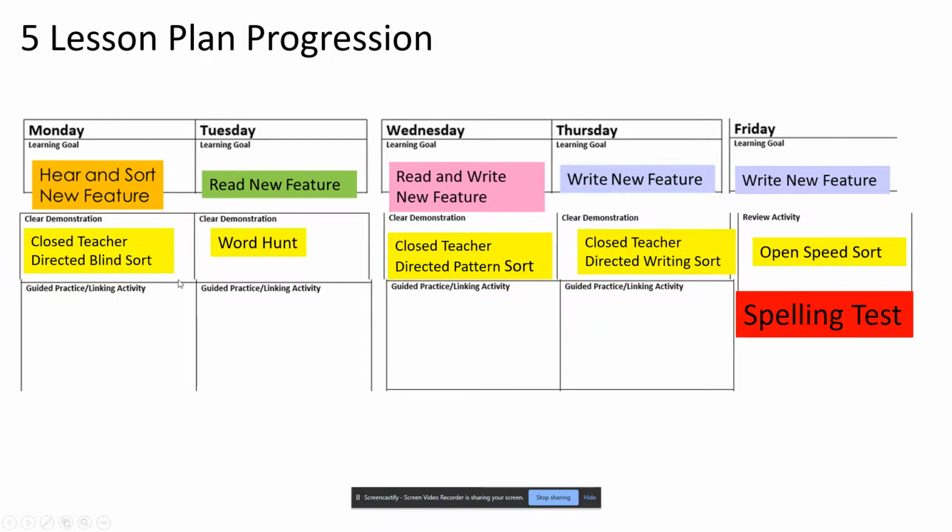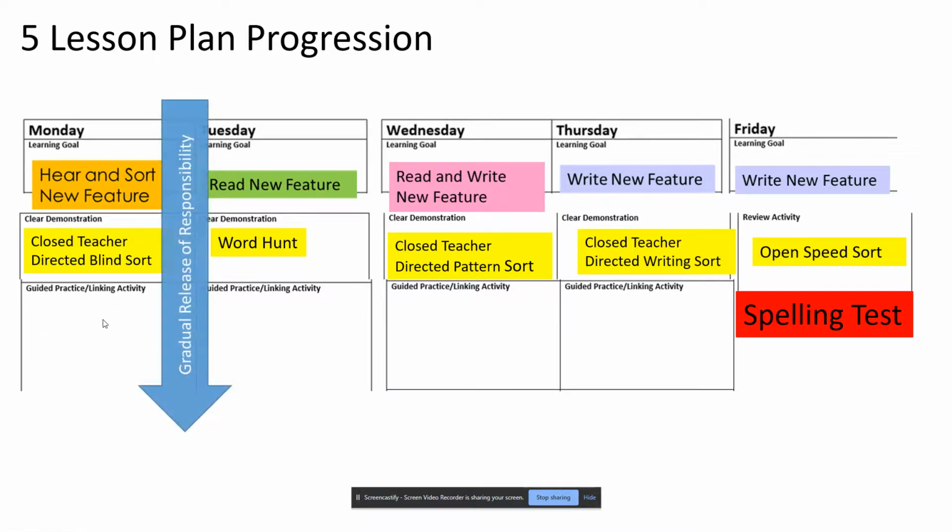The next piece on your progression then is you need to have some kind of guided practice or linking activity that is helping kids accomplish this goal. So on Monday, if I did a closed teacher-directed blind sort, I want kids to think about the sounds of letters. As guided practice, I want to make sure that I am giving them something to do where they are actually now showing me they understand the concept.